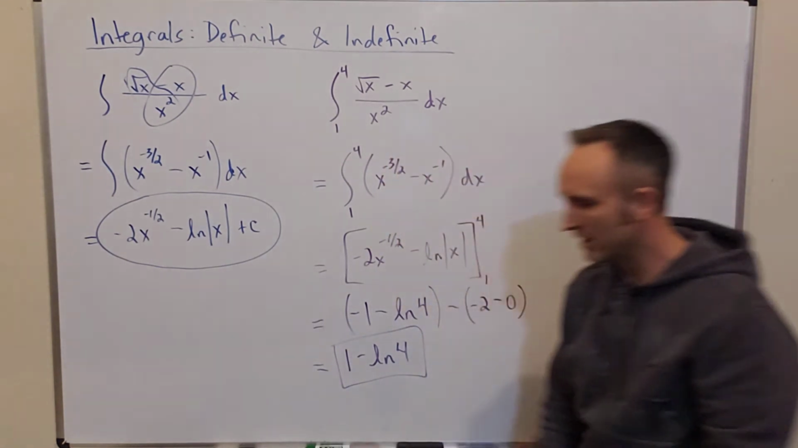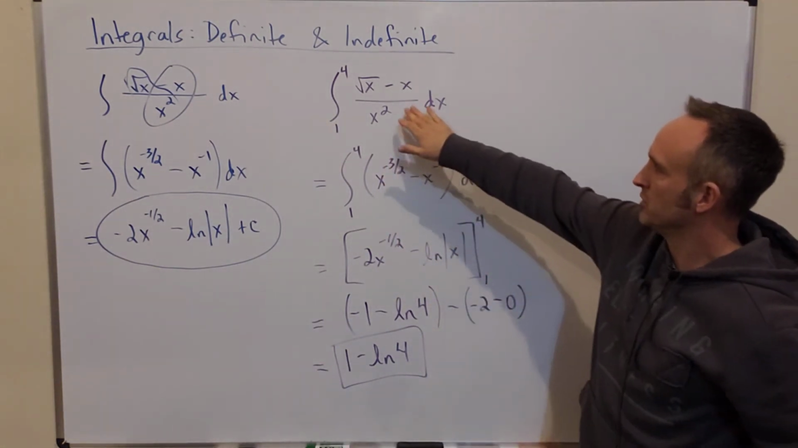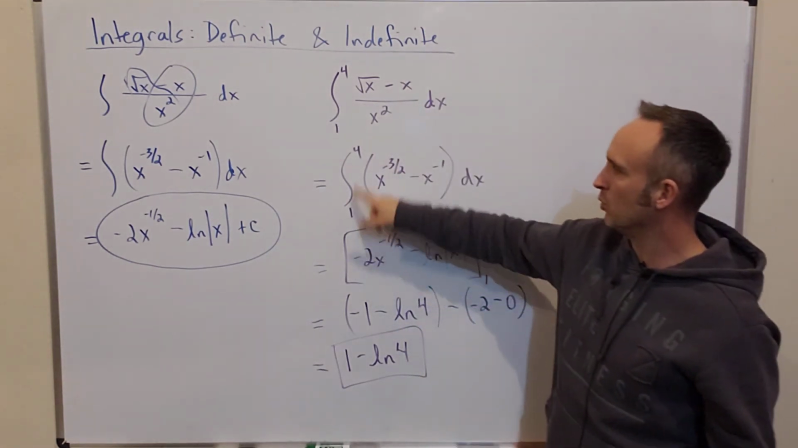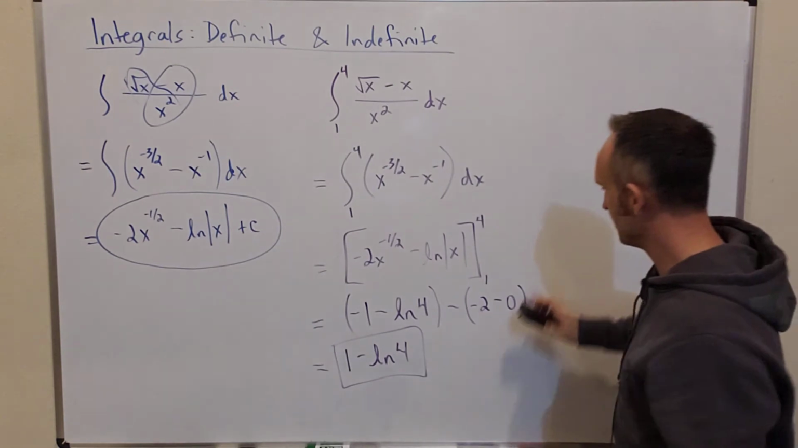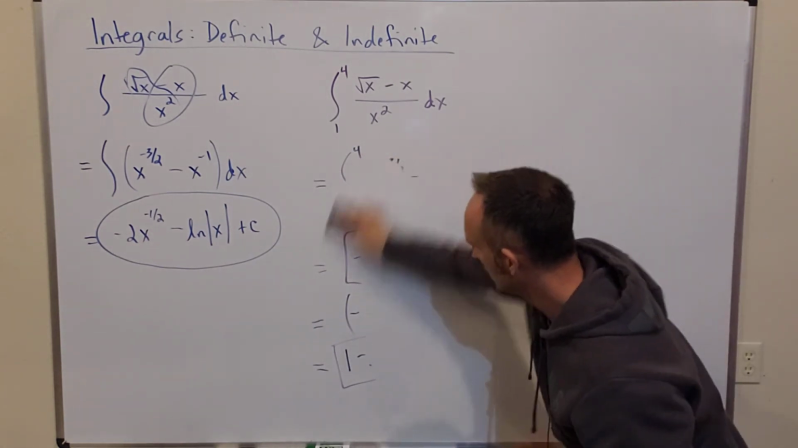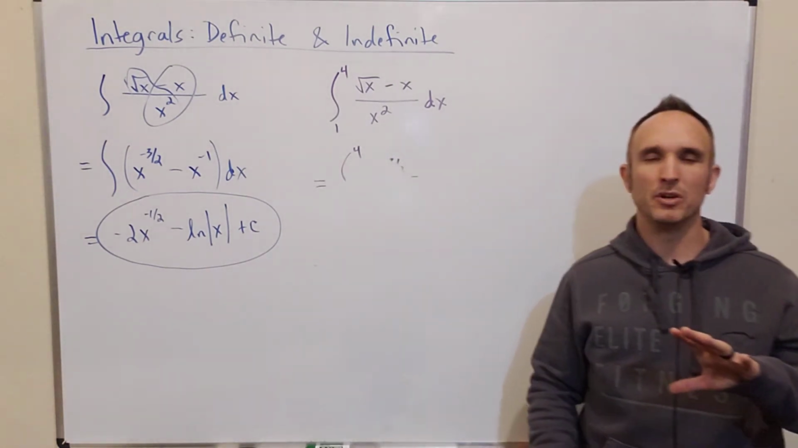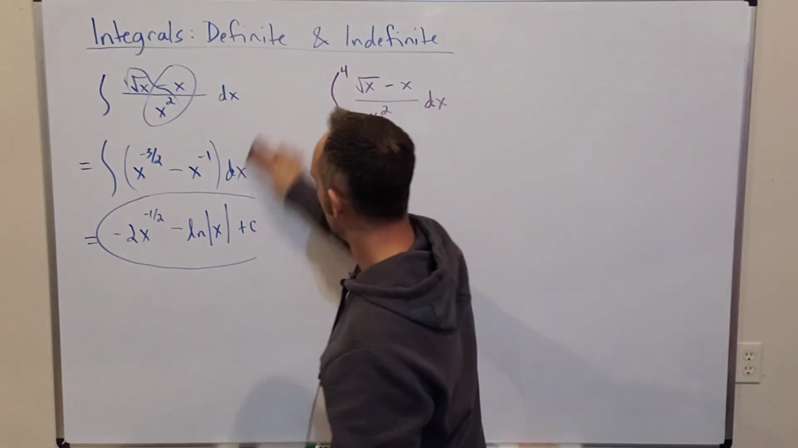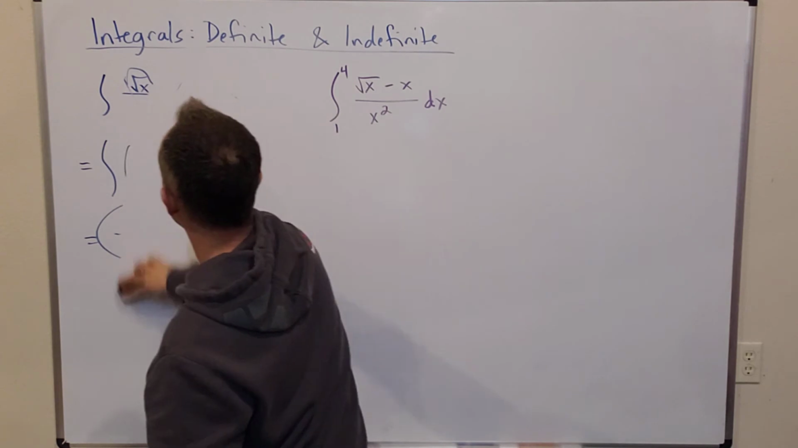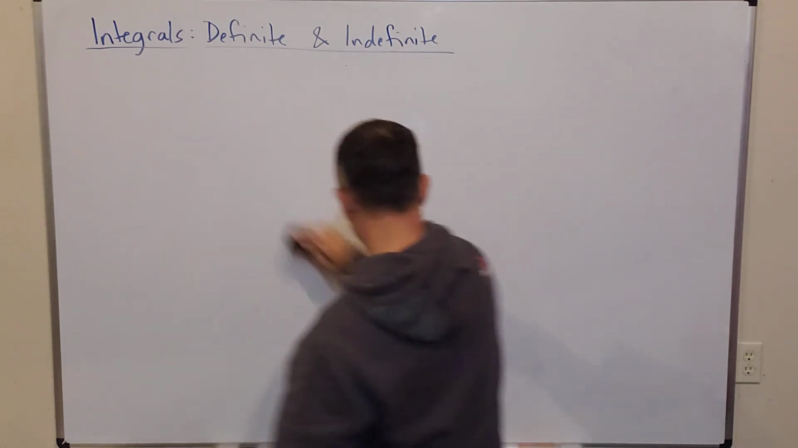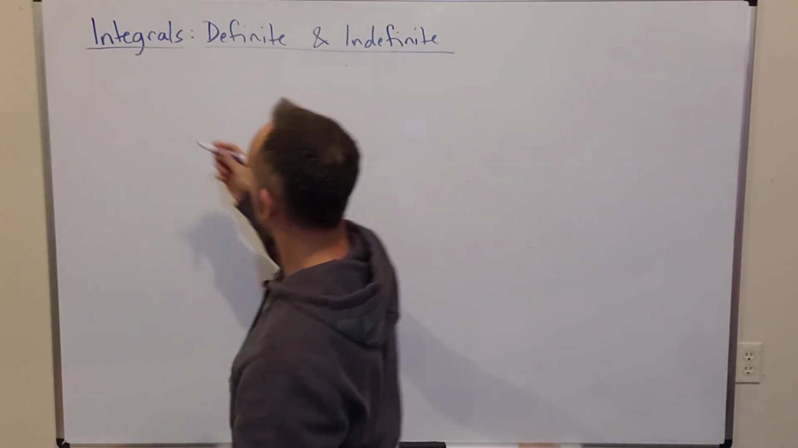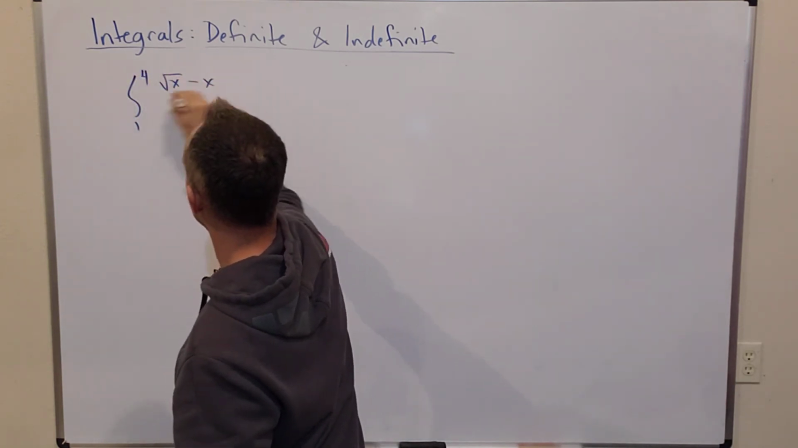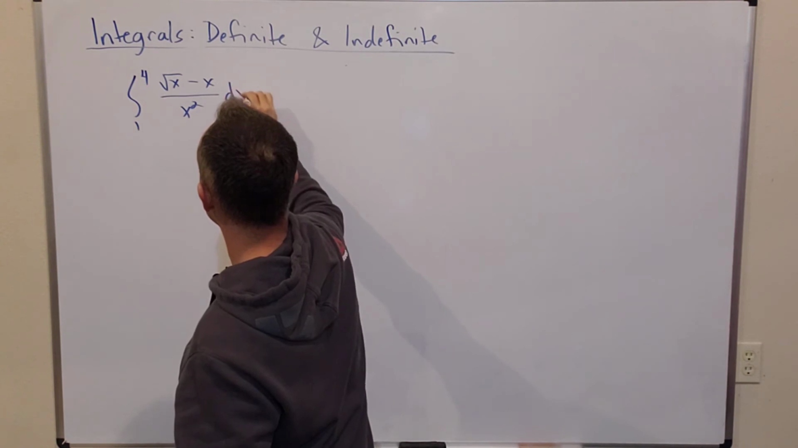Now, I want to kind of show you a hybrid approach to doing a definite integral. Some people like to do this because they hate writing the 1 to 4 on every step. Now, it's really not that much different. It's really about notation and how to think about this. So let's say we were given this integral, definite integral from 1 to 4 of the square root of x minus x over x squared dx.